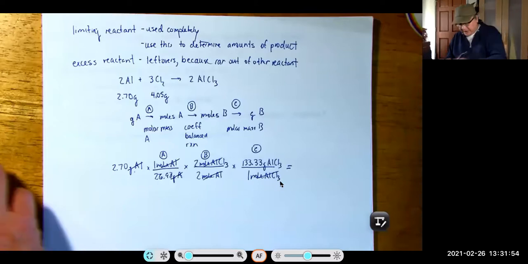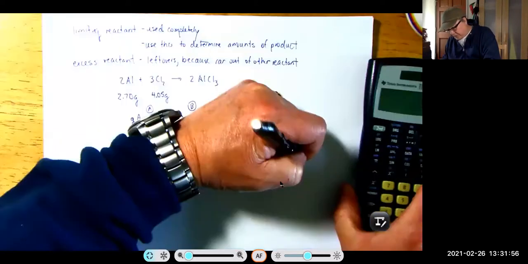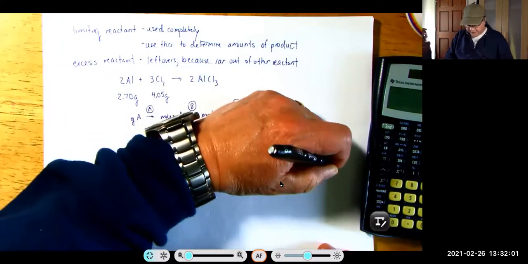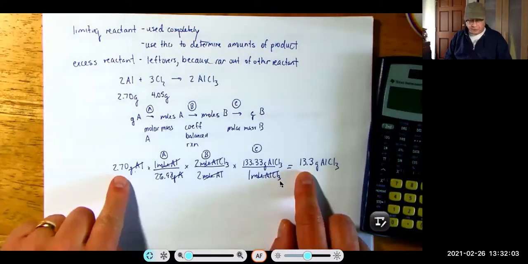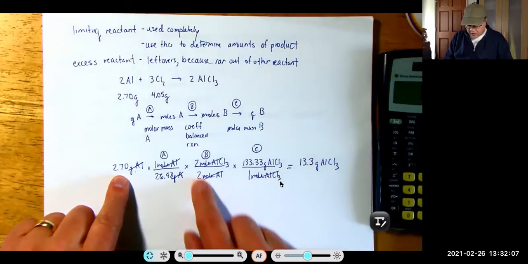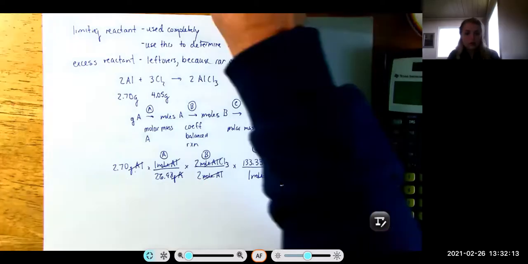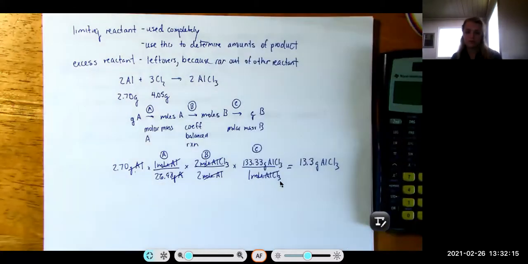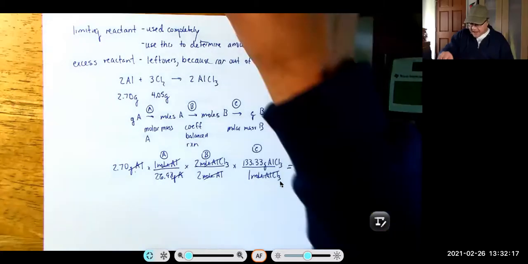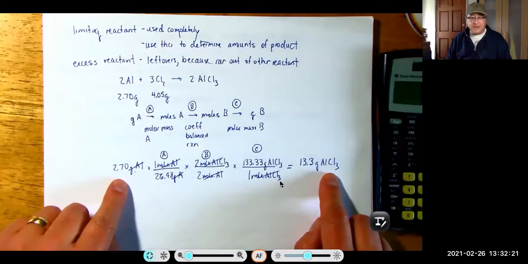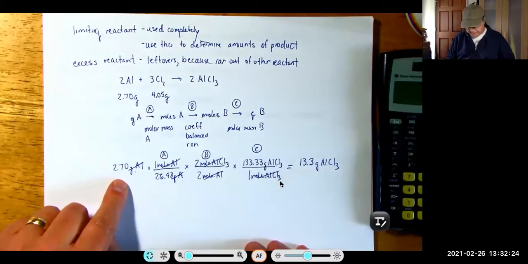So we get 13.3 grams of aluminum chloride, and we have 3 significant figures because of this 2.70. The balanced reaction numbers are exact, so they have an infinite number of significant figures. So this is the maximum amount of aluminum chloride we can get from 2.70 grams of aluminum.